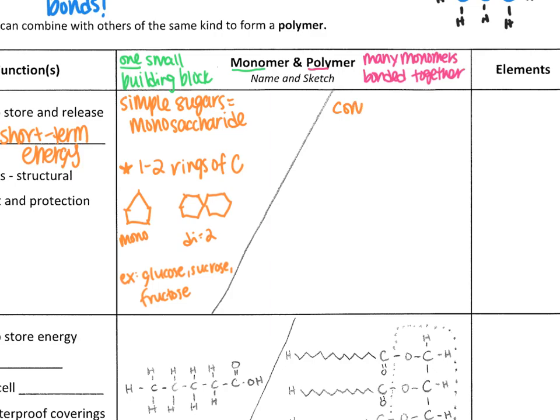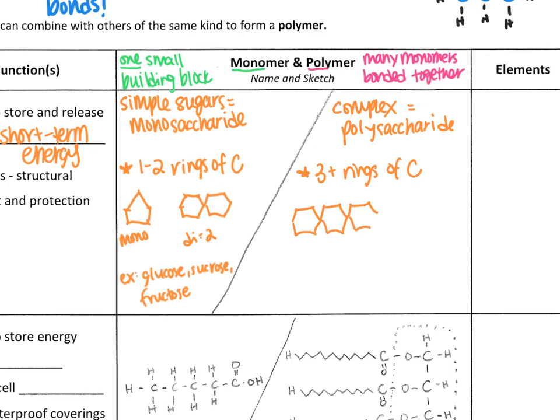Now, a complex sugar would be your polysaccharide. So complex, meaning that it's more than just two bonded together. So your complex sugar is a polysaccharide. This is basically 3 or more rings of carbon. I'm not going to draw a really complex structure here. We're just basically going to draw 3 hexagons in a row, and then imagine there might be more.